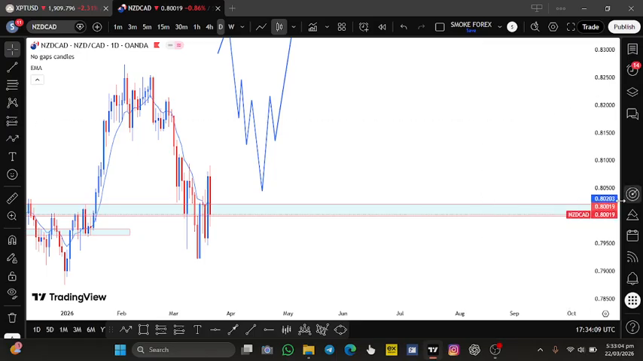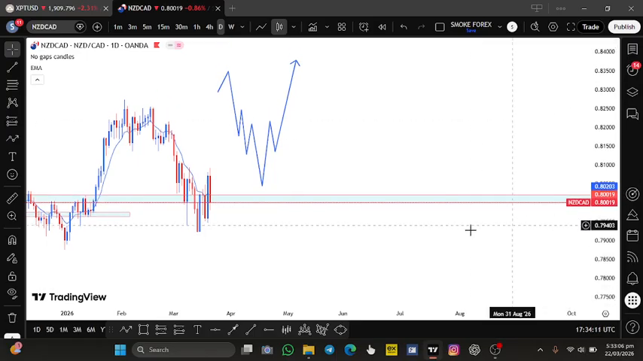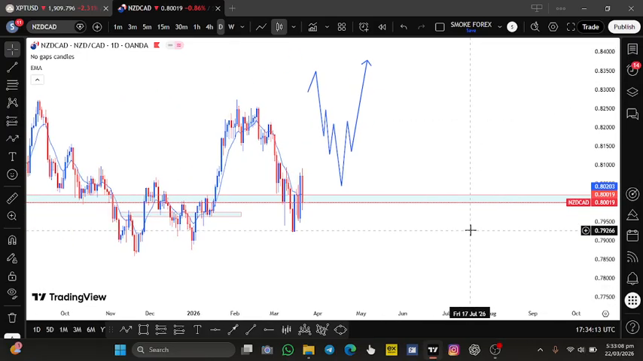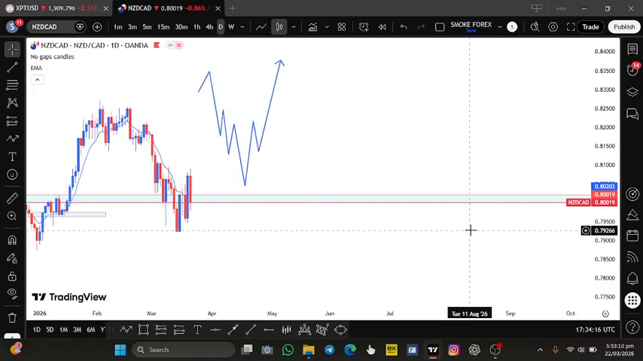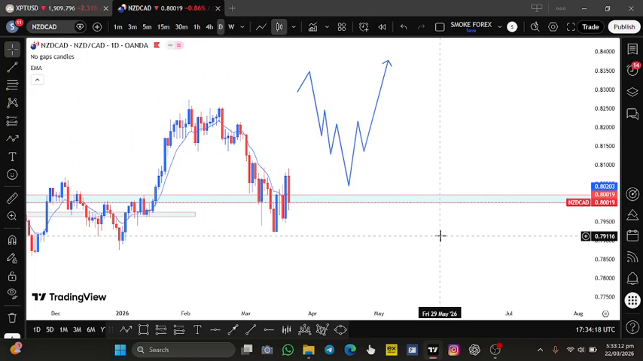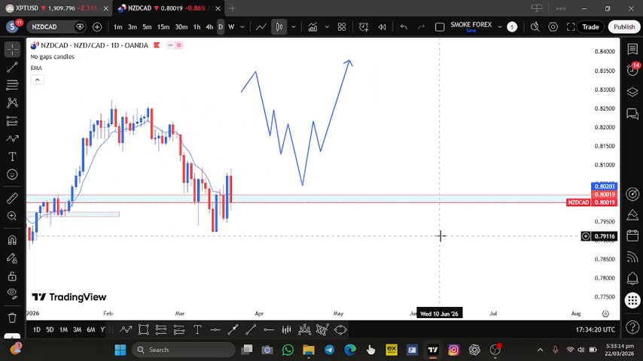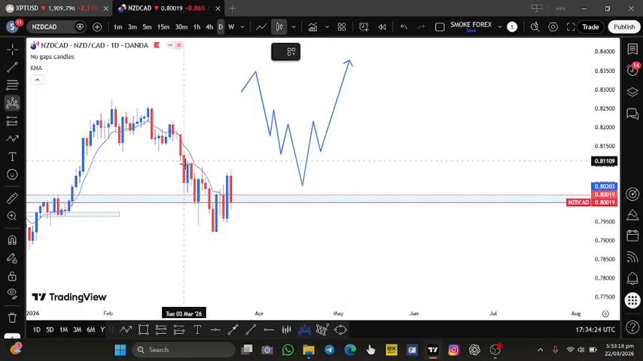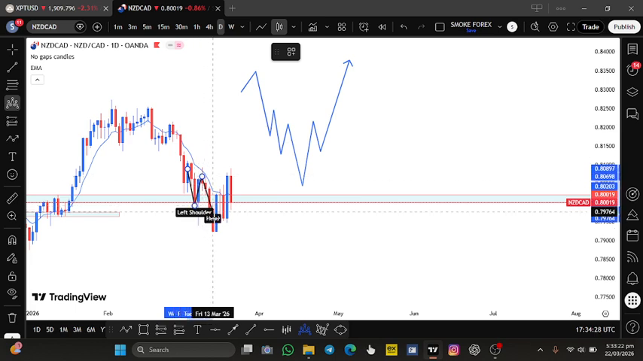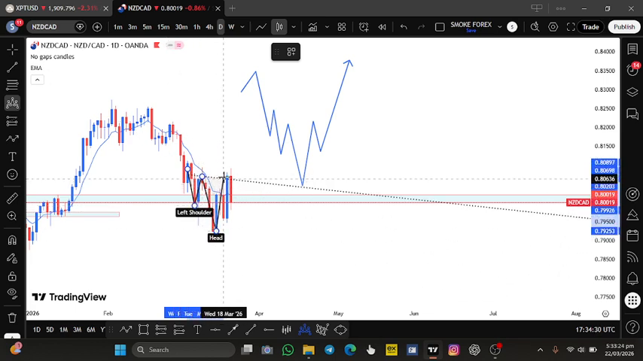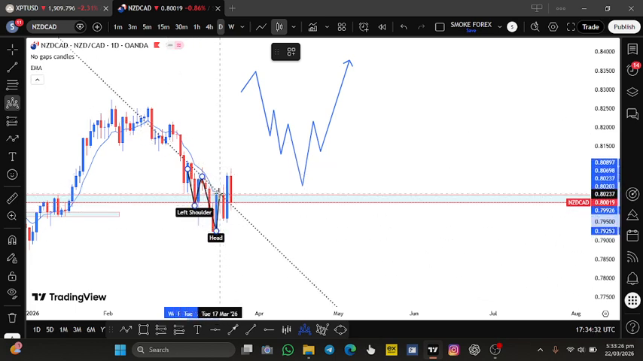Next pair, NZD CAD. Why did I add this pair too? So clearly you can see that NZD CAD did a head and shoulders pattern on the daily time frame. It's not that clean, but we are going to consider it like that.